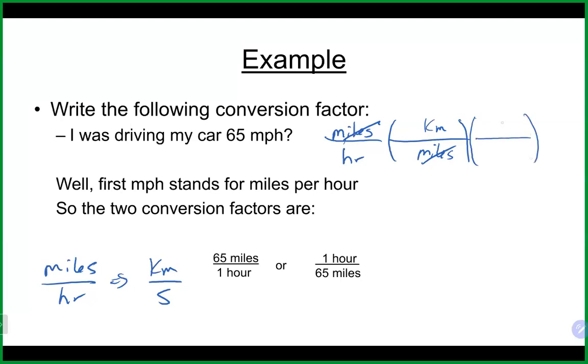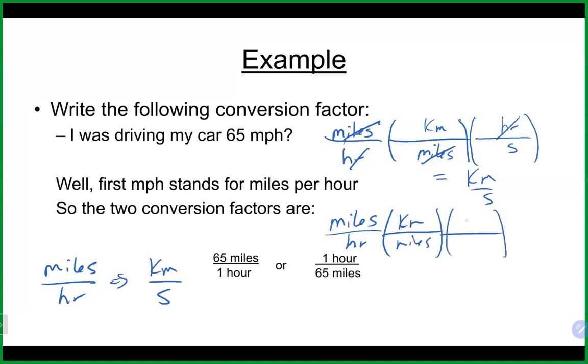You could figure out the hours to seconds conversion, like 3,600 seconds in an hour. At that point, the hours would cancel, and that would give us kilometers per second. You could have also taken it step by step and done your kilometers and miles conversion. You could then have done an hour to minutes, a minute to seconds, and all those would cancel out as well, and leave you with kilometers per second.